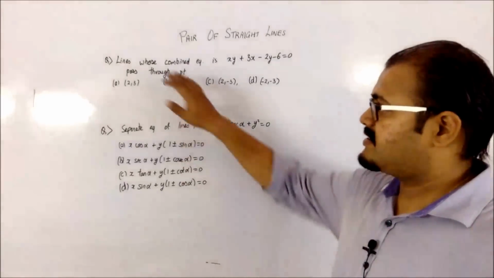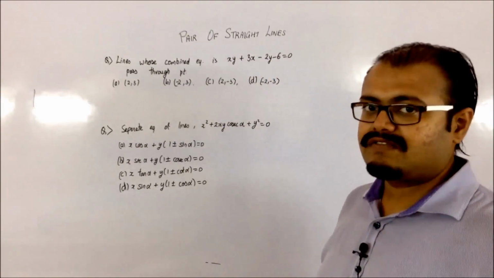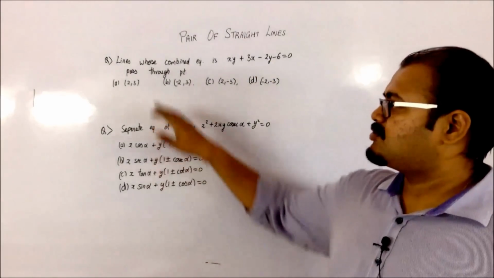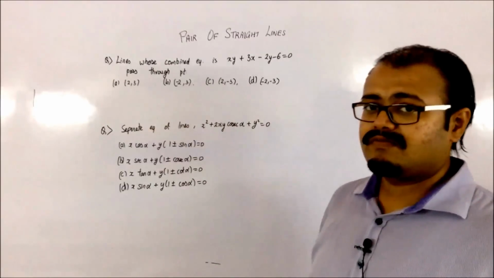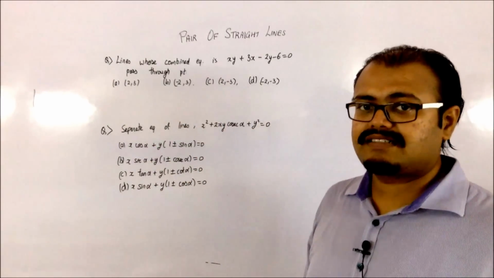So the next question is, a combined equation of lines is given to us, and I have to find which of these points it is passing through.